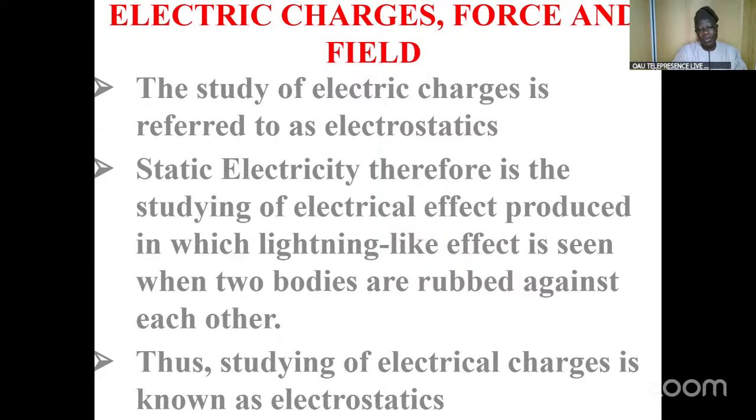There are some statements that must be noted here: the study of electric charges is referred to as electrostatics. So in other words, this is leading us to the next subtopic. The word electrostatics combines two things. We are trying to redefine electron motion when it's at a point. So the word statics is not talking about dynamics.